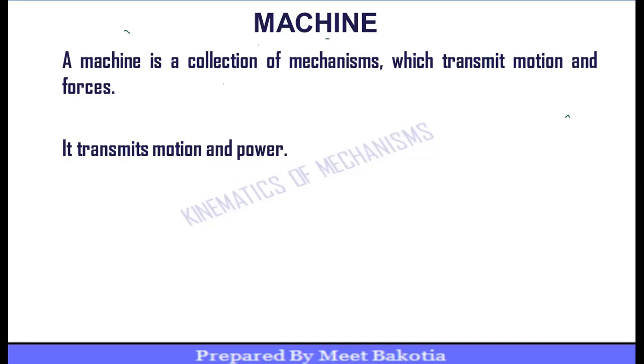So power is the ability to do the work, you know that, right? So if the transmission of available energy to do the useful work is there, then we can call it a machine. Machine is basically the assembly of mechanisms. You can see that it's a collection of mechanisms. Various mechanisms are used to transmit the motion and forces both.